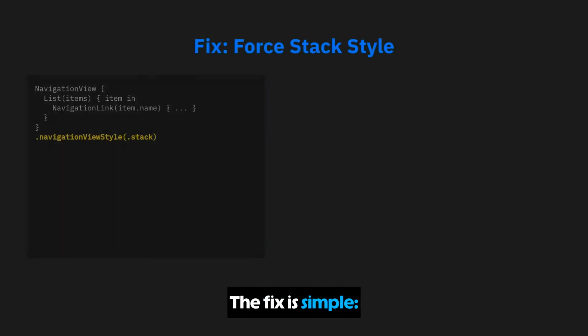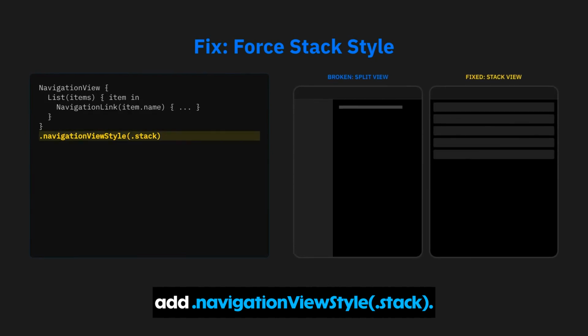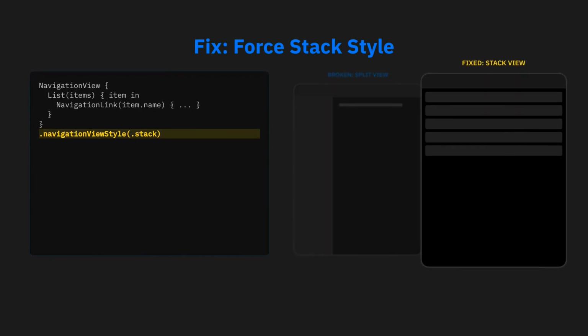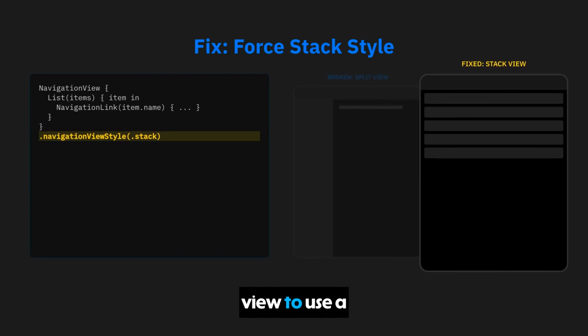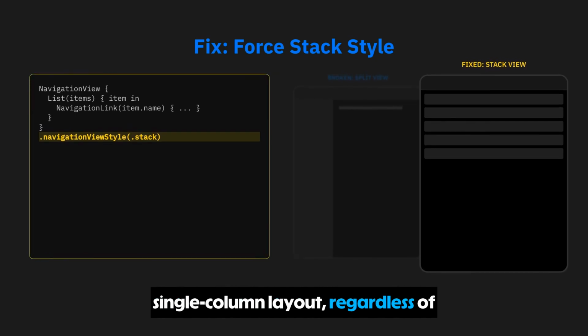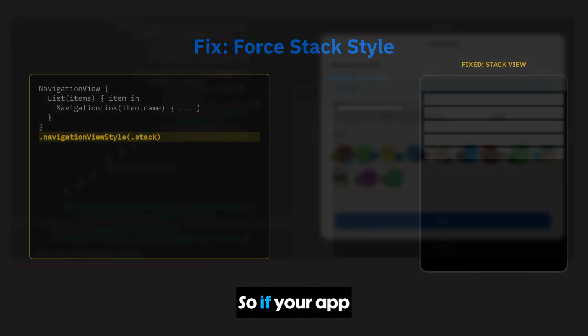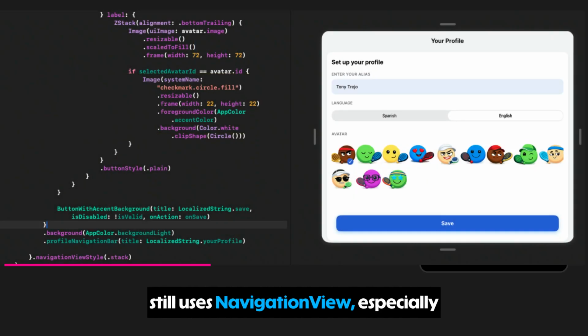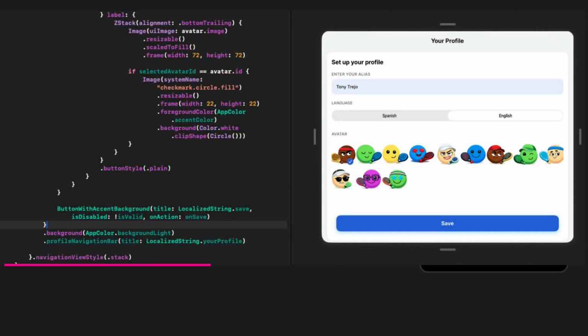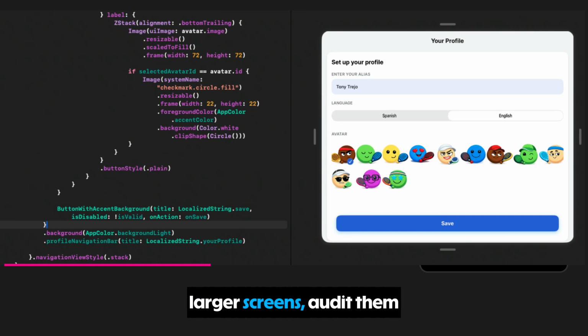The fix is simple: add .navigationViewStyle(.stack). This forces the navigation view to use a single column layout, regardless of the screen width. So if your app still uses NavigationView, especially in views that run on both iPhone and larger screens, audit them now. Grid Preview makes these layout issues much easier to catch before they become real production bugs.